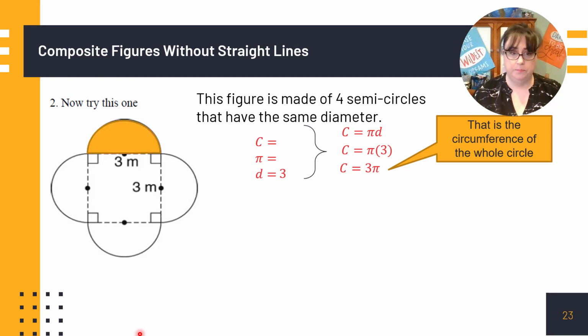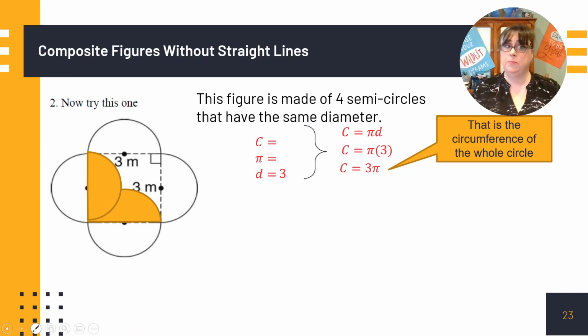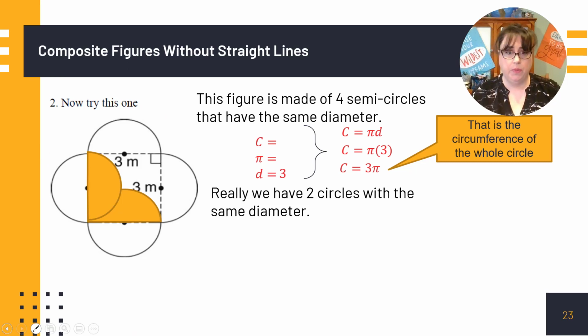For example, you know that that's a half of a circle. But what if I slid it down here? Suddenly I have a full circle. What if I took that half and slid it over to there? Suddenly I have another full circle. So instead of doing each curve and adding it up like I did on the previous page, what if we really just took the 2 circles with the same diameter?